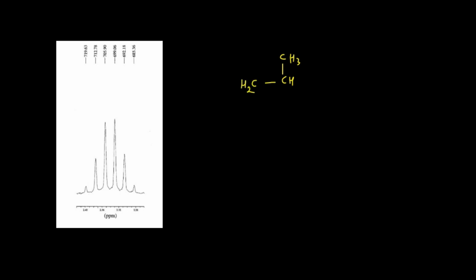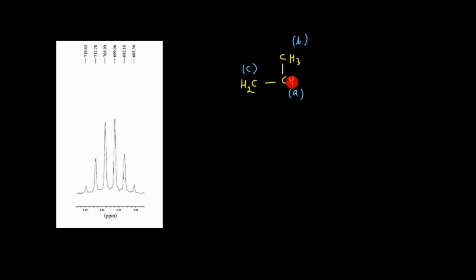What I can do is mark this as hydrogen A, this as hydrogen B, and this as hydrogen C. Now this CH can couple with this CH2, and it can also couple with this CH3, but I am telling you the coupling constant of the CH with the CH3 is slightly higher than the coupling constant with this CH2. So basically this J value is a little bit higher.